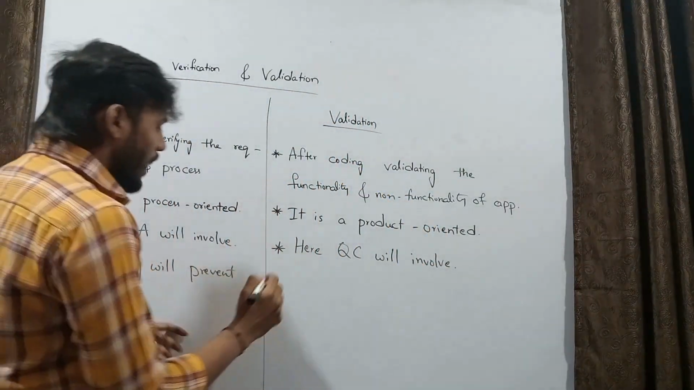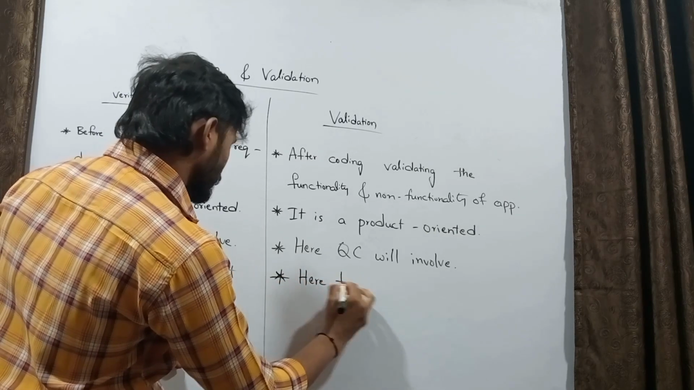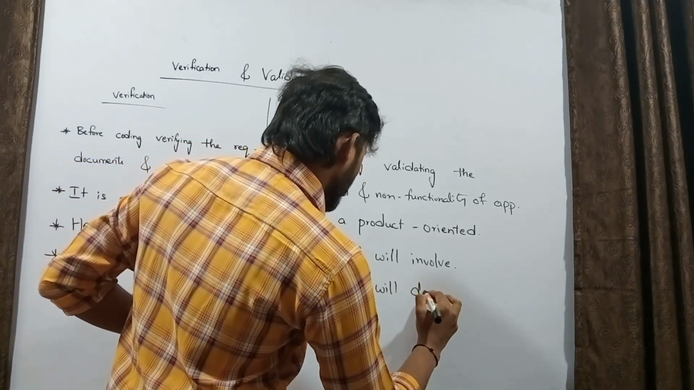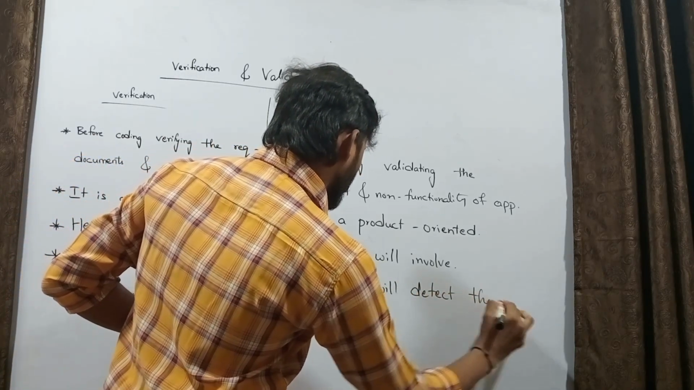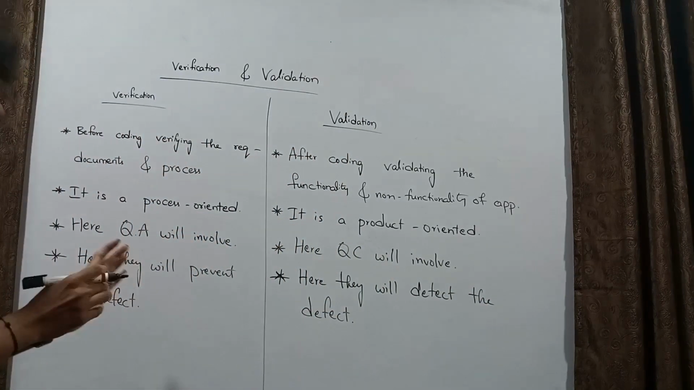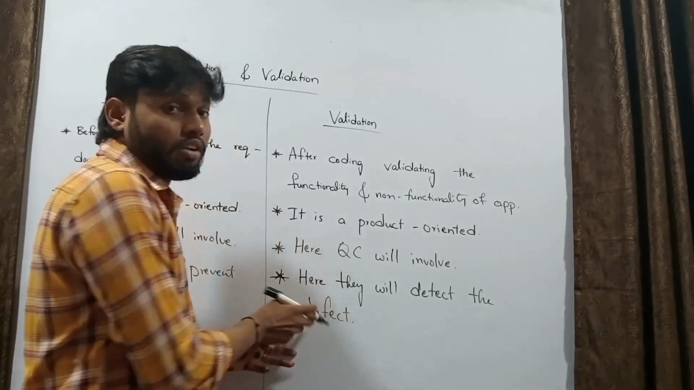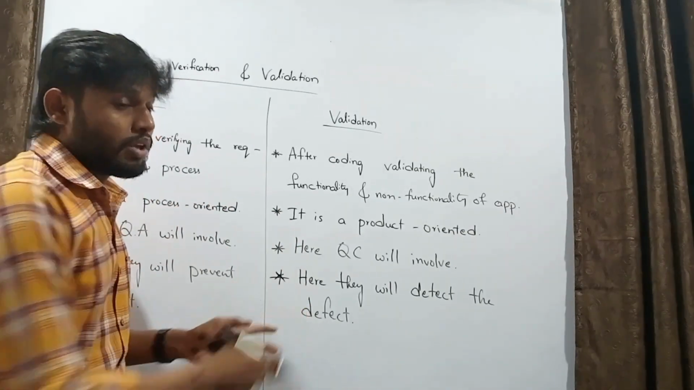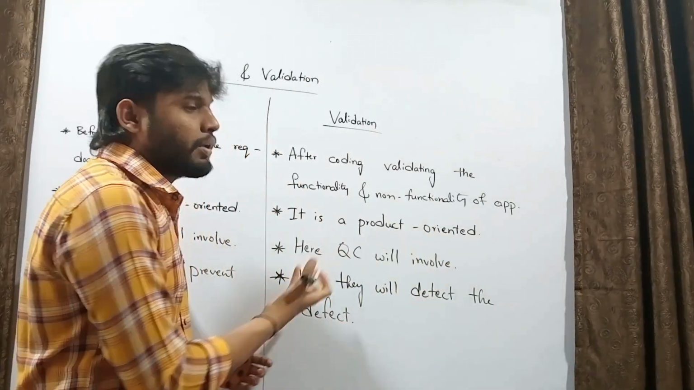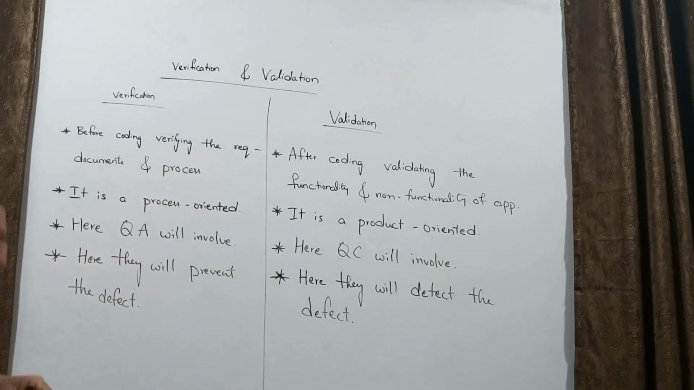Now coming to validation, what will they do? Here they will detect the defect. It means they will check whether there is a defect or not, and they will find it. Before coding they stop the defect from entering, and if the developer made any mistake, the validation team will find the defects. So this is the major difference.